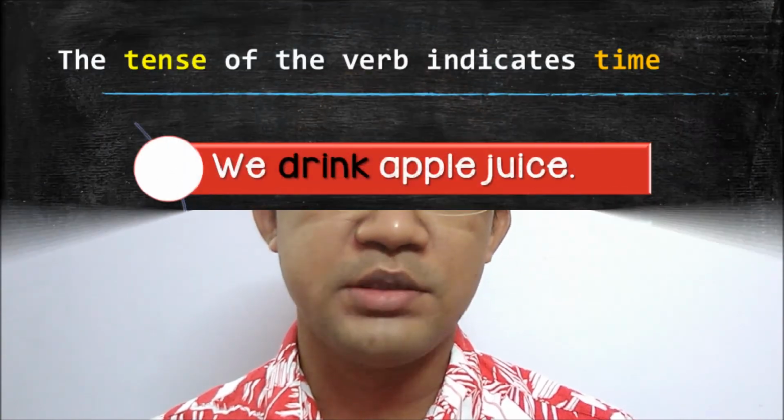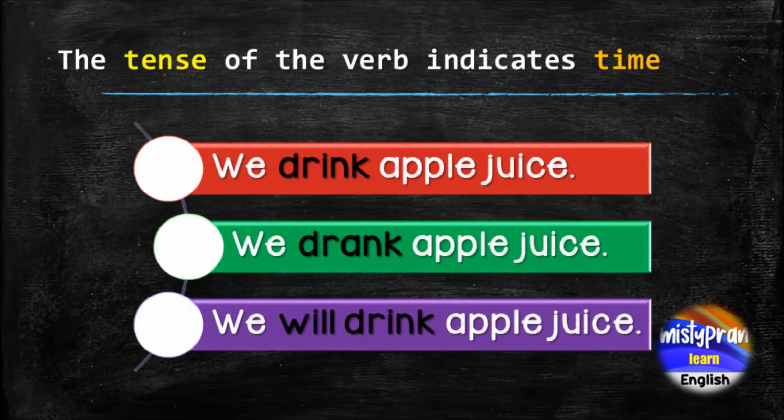Verbs indicate when the action happened, how many things were involved in that action, and they can also describe an action. The tense of a verb indicates time. Unlike other parts of speech, a verb changes form to express time.